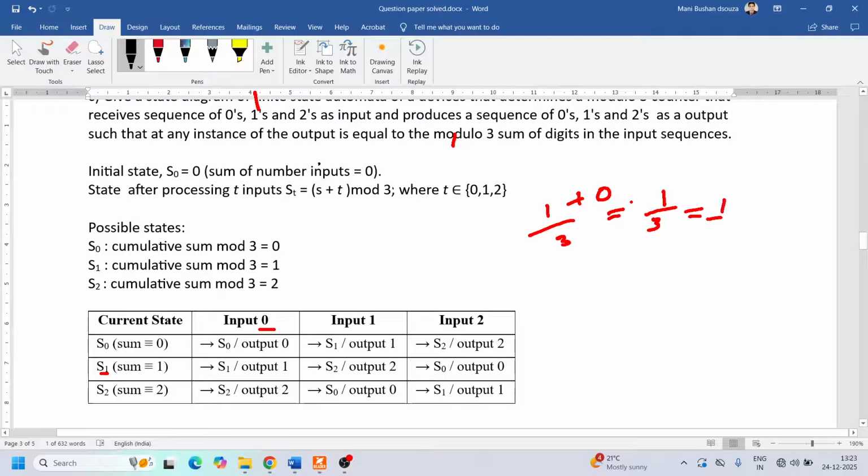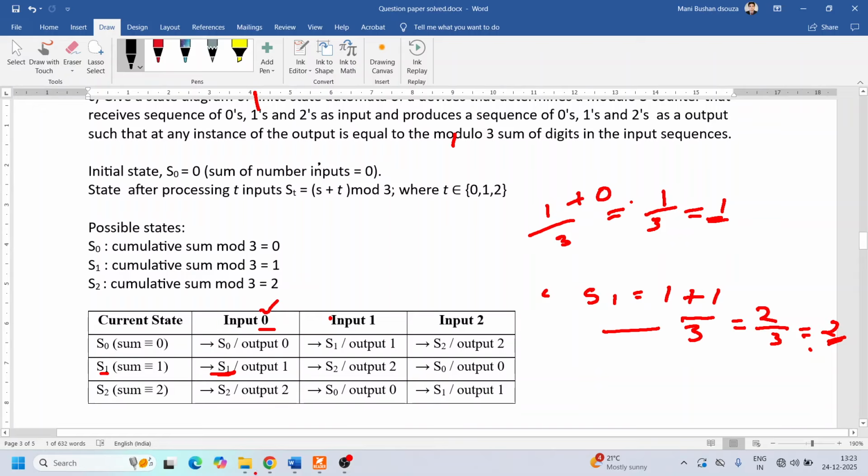3 cannot divide, the remainder is 1, and that is the meaning. So suppose you are in the state 1. If I give the input as 0, you will be in the state 1 itself. Suppose you are in the state 1, that is S1, and you give the input 1. So 1 plus 1 divided by 3. What is 1 plus 1 divided by 3? This happens to be 2 by 3. What is 2 by 3? 3 will divide 0 times. 2 will be the remainder. That means you are in the S2 state.